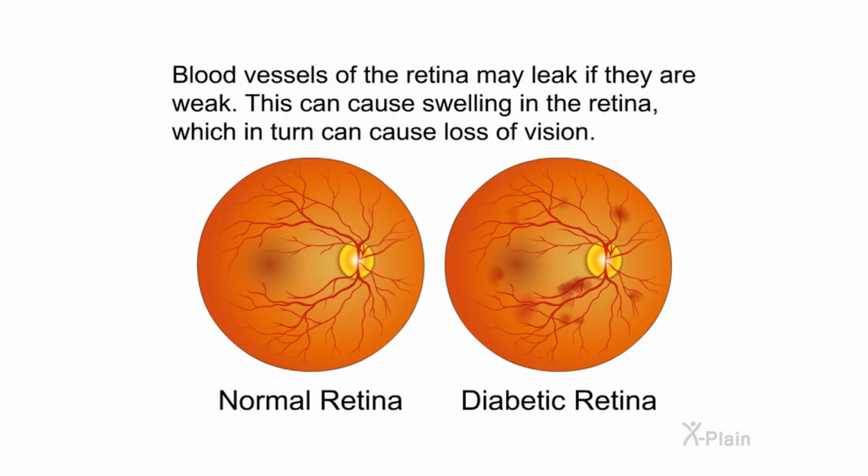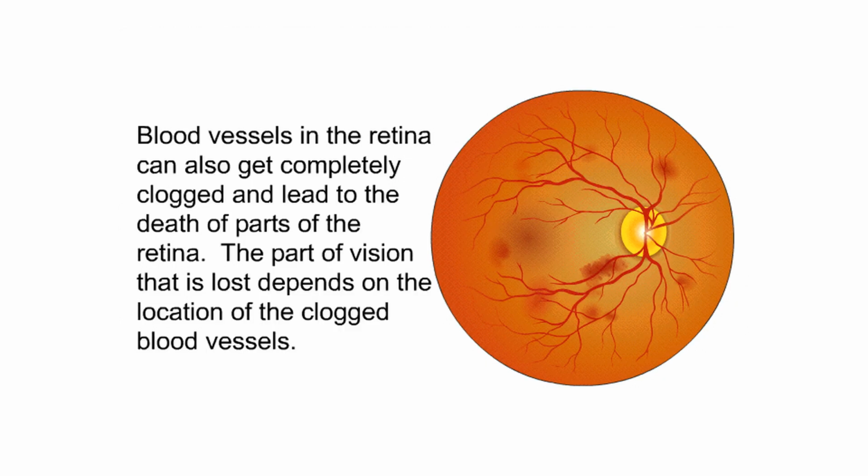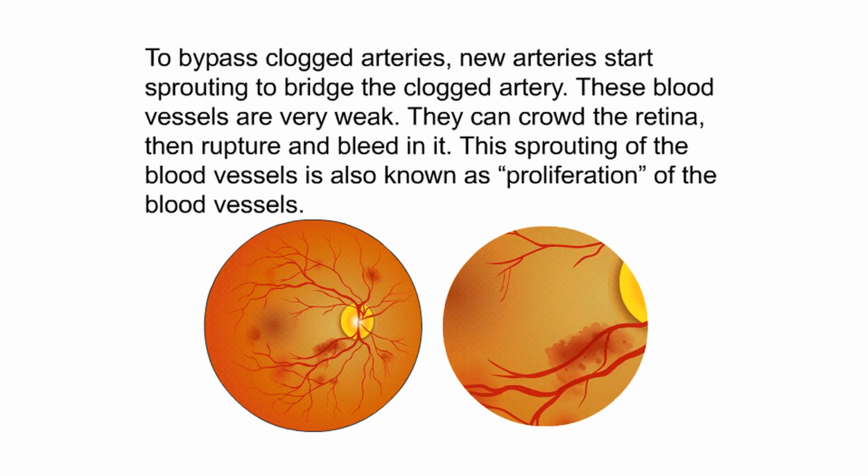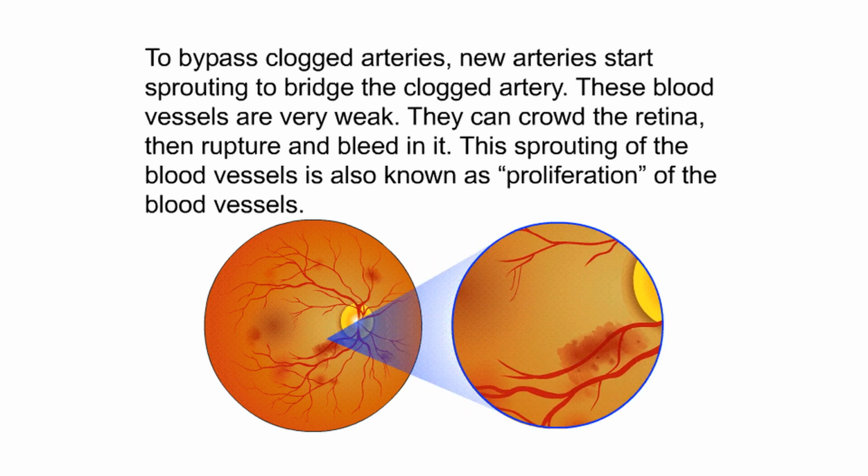Blood vessels of the retina may leak if they are weak. This can cause swelling in the retina, which in turn can cause loss of vision. Blood vessels in the retina can also get completely clogged and lead to the death of parts of the retina. The part of vision that is lost depends on the location of the clogged blood vessels. To bypass clogged arteries, new arteries start sprouting to bridge the clogged artery. These blood vessels are very weak. They can crowd the retina, then rupture and bleed in it. This sprouting of the blood vessels is also known as proliferation of the blood vessels.